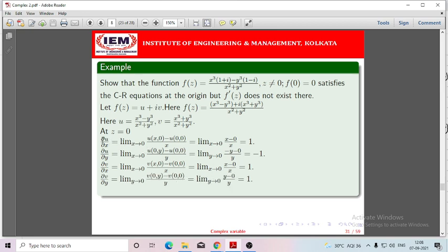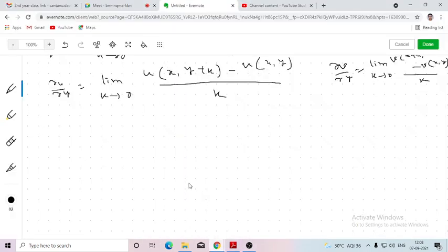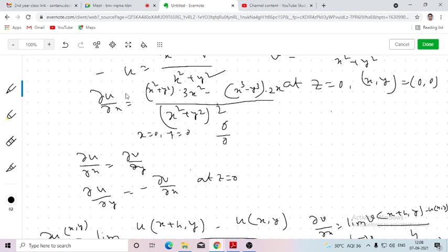So here you can find that del u del x at 0, 0 is equal to del v del y at 0, 0. And del u del y at 0, 0 is equal to minus del v del x at 0, 0. So the partial derivatives are satisfied here at origin. That means they are satisfying the Cauchy-Riemann equation. But here you can find that one partial derivative we have found is not defined at the point 0, 0, so it is not continuous at the point 0, 0. Because if you find the partial derivative separately and put x equals to 0 and y equals to 0, you'll be getting 0 by 0. So these partial derivatives are not defined at all at the point 0, 0. So they are not continuous.